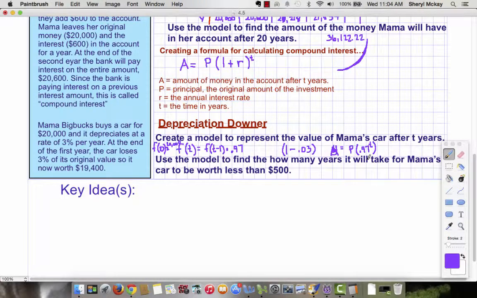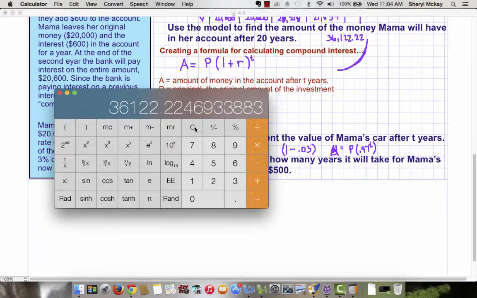And we could just do a little guessing and checking, couldn't we? Let's start by saying, well, what's the value of the car at 5 years? So we're going to take 0.97 to the 5th power. What is that equal to? 0.85. And then I'm going to multiply that times 20,000. And I get that the car is worth 17,174. So that's not too bad.